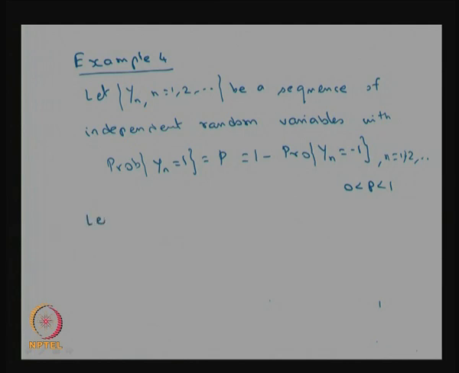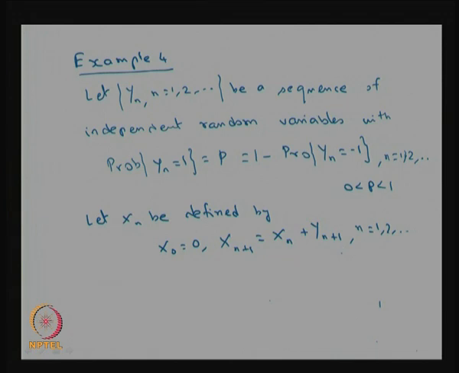Now, I am going to define another random variable. Let X n be defined by X naught is equal to 0, whereas from X n plus 1 onwards, that is going to be X n plus Y n plus 1 for n is equal to 1, 2 and so on. So, we are defining another random variable X n with X naught is equal to 0 and X n plus 1 is equal to X n plus Y n plus 1.